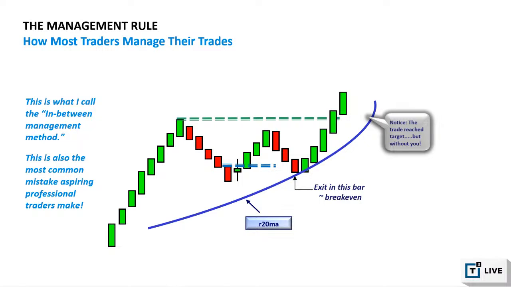But it's not just your tracking. It's also, are you able to hold? Are you psychologically able to hold? Are you not? You see what I mean? So the in-between management is, again, not trailing really tight, but not trailing also really loose. It's in between. So you don't get out right here, you get out right here.